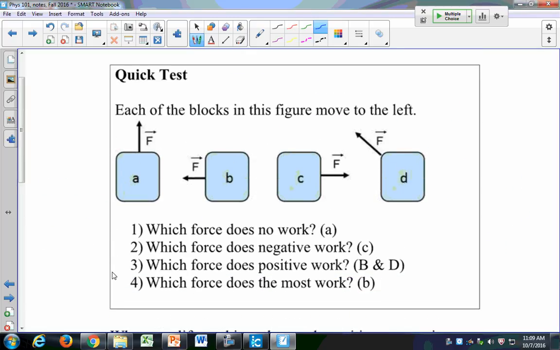The answers are all up here. Okay, well, we'll figure that out.